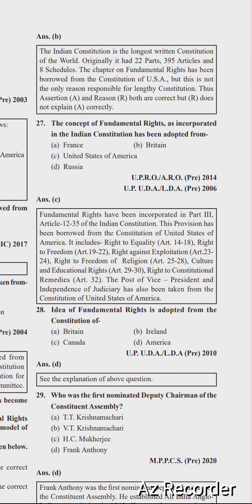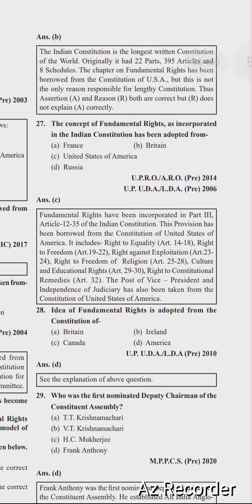It included right to equality, Article 14 to 18, right to freedom, Article 19 to 22, right against exploitation, Article 23 to 24, right to freedom of religion, Article 25 to 28, cultural and educational right, Article 29 to 30, right to constitutional remedies, Article 32. The post of vice president and independence of the judiciary has also been taken from the Constitution of United States of America.